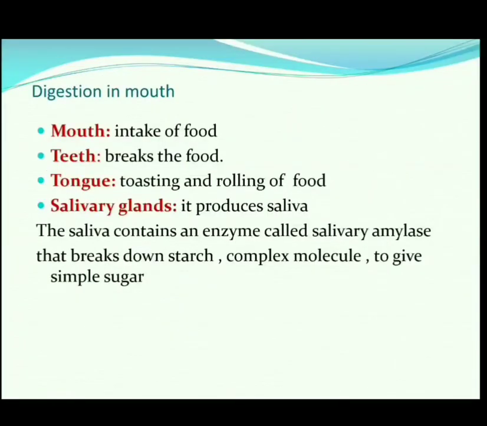Okay, now let's see how the food is digested in our body. First, digestion starts in the mouth. In the mouth we take food in through our mouth, isn't it? That is the intake of food. And in the mouth there are teeth, tongue and salivary glands. These are present in the mouth.